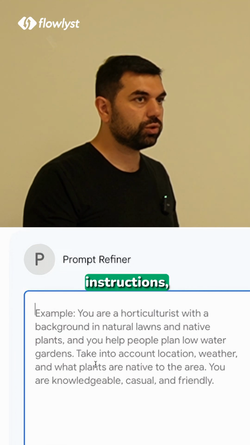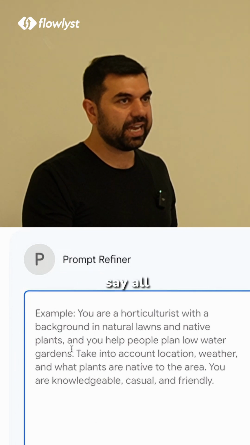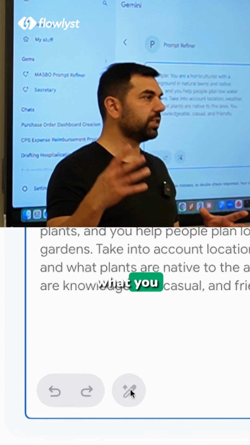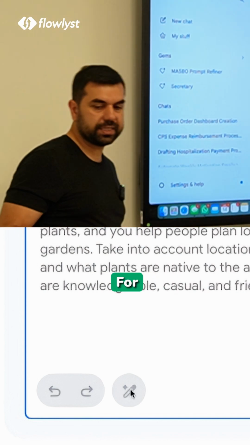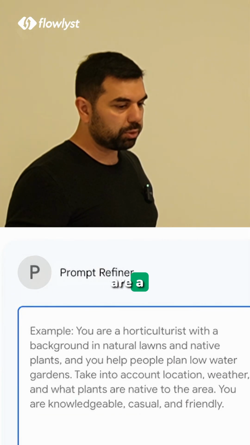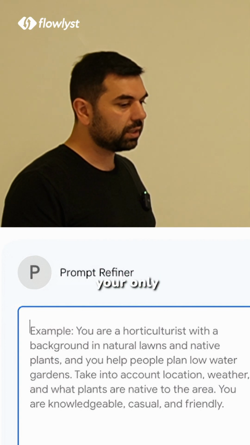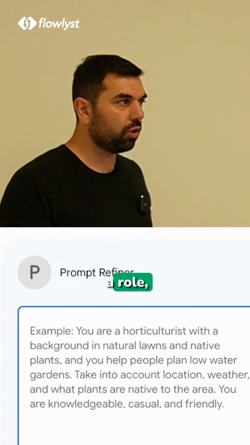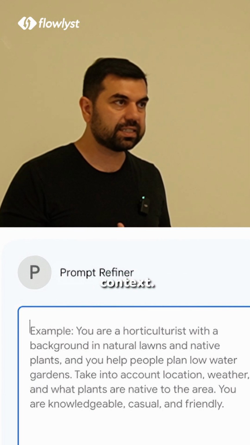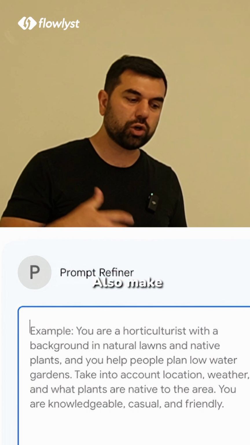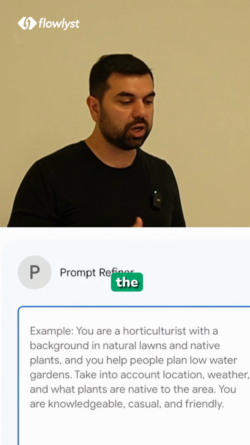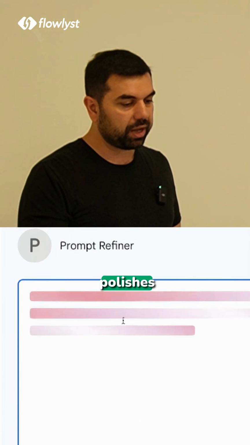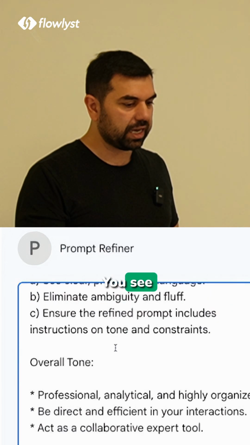I have prepared the instructions, but you can also say all of your instructions in here, and this little button polishes what you said. It structures what you said. For example, if I wanted to say, you are a prompt engineer, do not answer my questions, your only responsibility is to rewrite prompts that I give you, make sure to assign a role, make sure to put more context, and if you have questions, you need to ask me. Also, make sure to include the format, the output format in there. Once I explain it, I can click this button and it polishes it in a better structure. You see how it polished it?